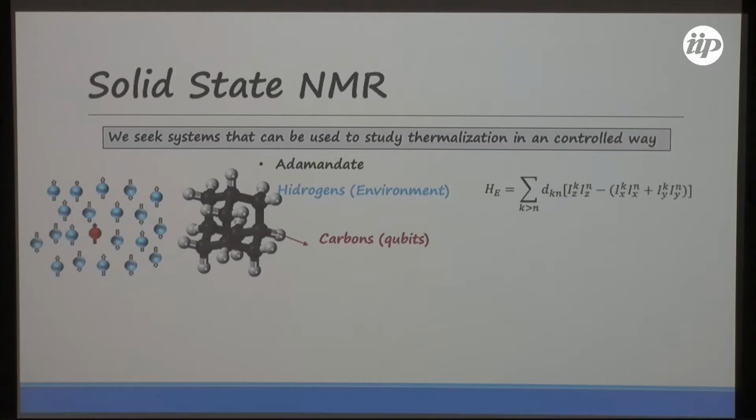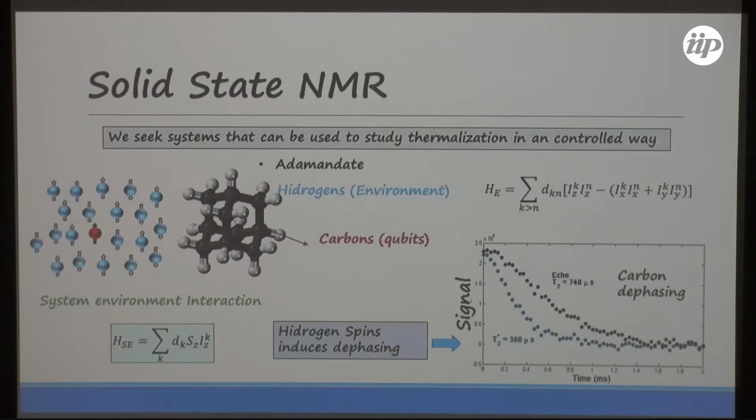For example, this sample here is called adamantane, a very simple sample in NMR. The black balls are carbons and the white balls are hydrogens. All the hydrogens are coupled by dipolar couplings. The Hamiltonian of the hydrogen is given by this Hamiltonian here. For us, the hydrogens will be the bath and the carbons will be the qubits. The carbon and hydrogen are coupled according to this Hamiltonian, which will be our system-environment interaction.